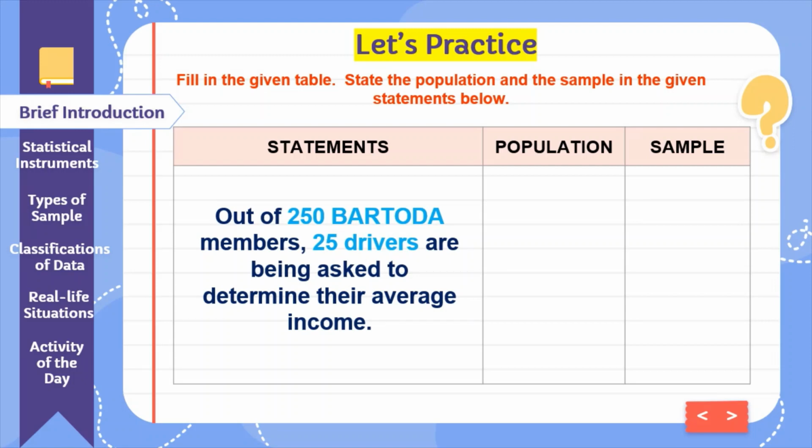Okay, another one, out of 250 Barcoda members, 25 drivers are being asked to determine their average income. Barcoda, yan po yung mga toda na samahan ng mga driver. Usually dyan may mga tricycle driver. So may mga toda-toda sila dyan sa linya. Okay? Ngayon, 250 Barcoda members, ang population, yan po, dyan po galing. Yung 25 drivers na ginawang sample o nag-survey sila sa 25 drivers. So, ibig sabihin, hindi po 100% na 250 na members yung sinurvey nila, kundi 10% lang, which is 25 drivers lang. Okay? So, population is 250, but ang kinuhanan nila ng survey is 25 drivers. Yun po yung sample.